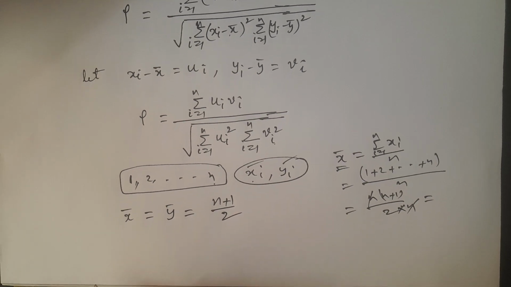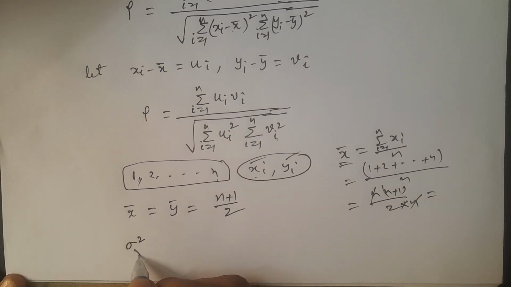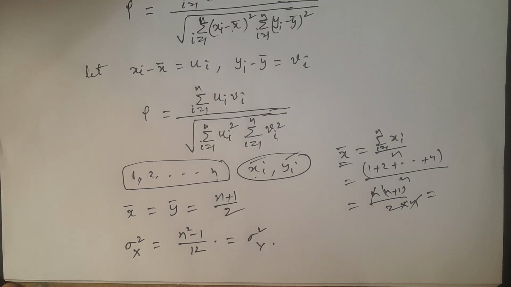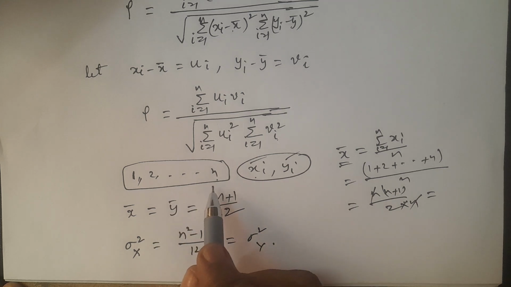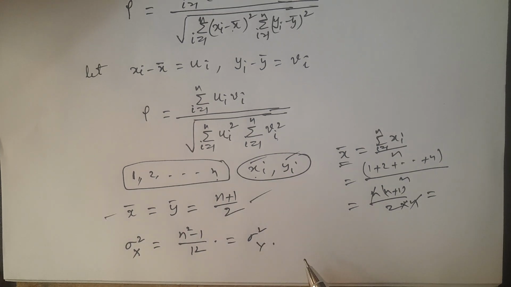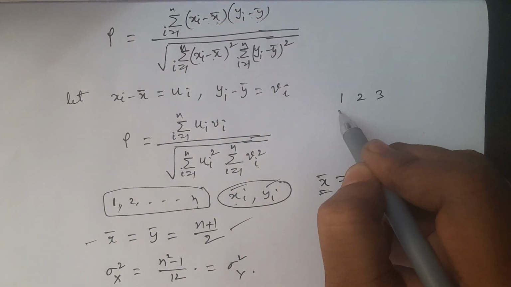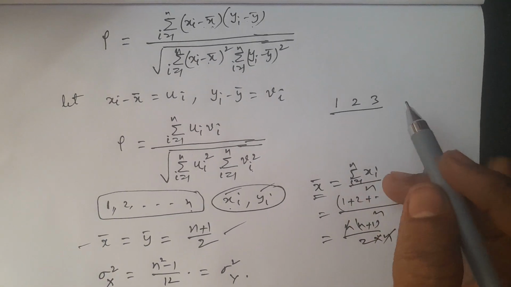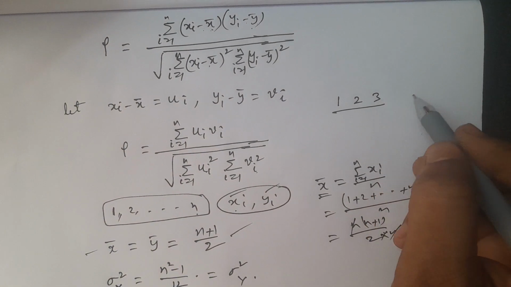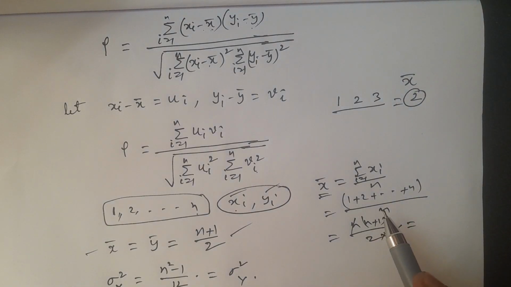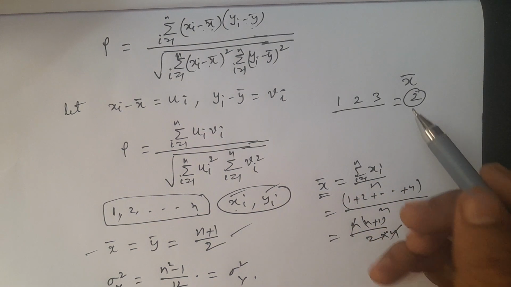Similarly, sigma square x is n square minus 1 by 12, and sigma square y is also the same. Now, even though a tie occurs, x bar and y bar do not change. I will give an example so that you can understand. There are 3 individuals, the ranks are 1, 2, 3. The average, x bar, is equal to 2: 1 plus 2 plus 3 divided by 3 is 2.